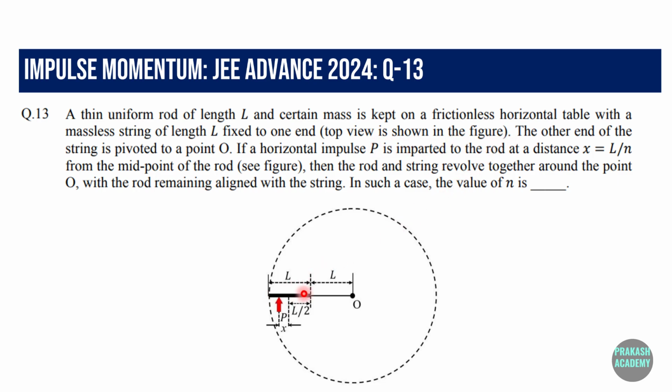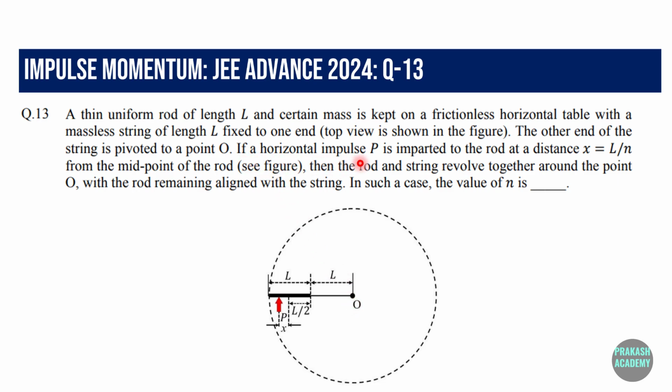So we have a rod, and the length of this rod is L and it has certain mass, let's call the mass M, and this end is attached to a string. So this is the string which also has length L. The other end of the string is pivoted to point O, and this is the point where the other end of the string is pivoted. This means this is fixed.